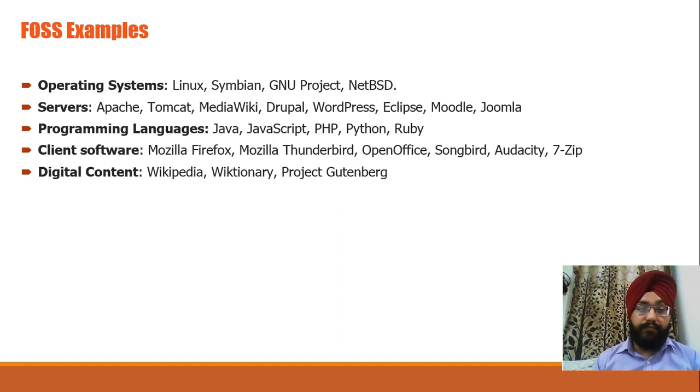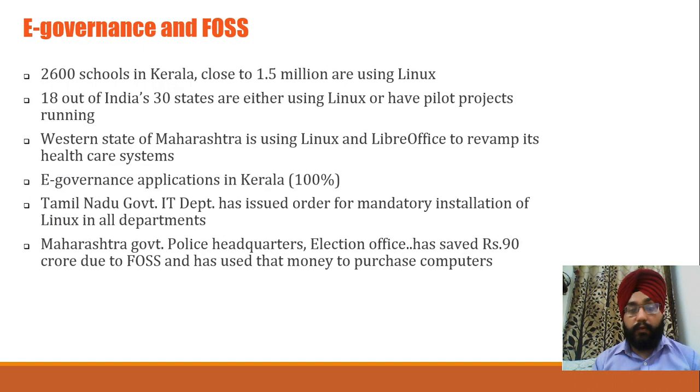So these are some FOSS examples. For operating systems, we have Linux, Symbian, GNU project, and NetBSD. We have different servers, different programming languages which include Python as well, and there are some client software and digital content. So apart from these, there are thousands of free and open source software that you can use. And I would like to share some e-governance and FOSS statistics.